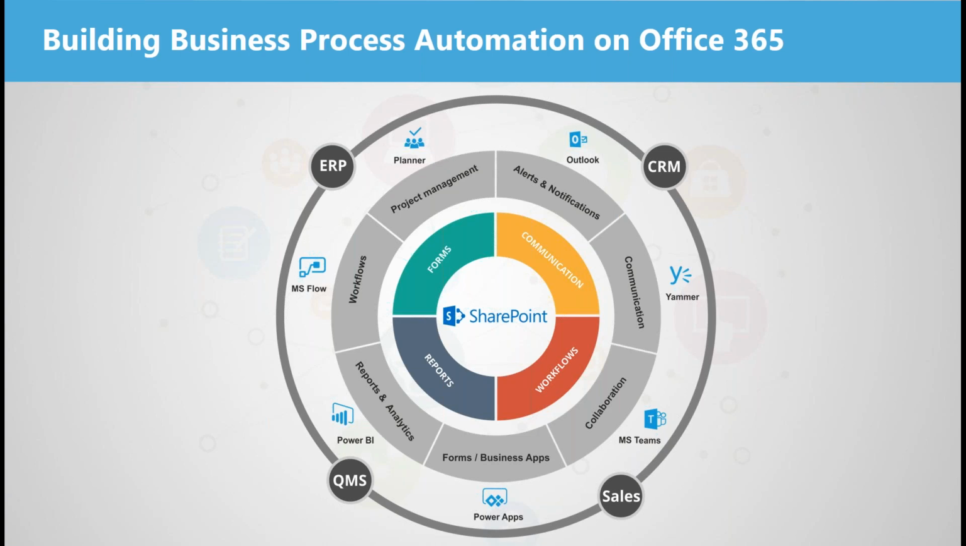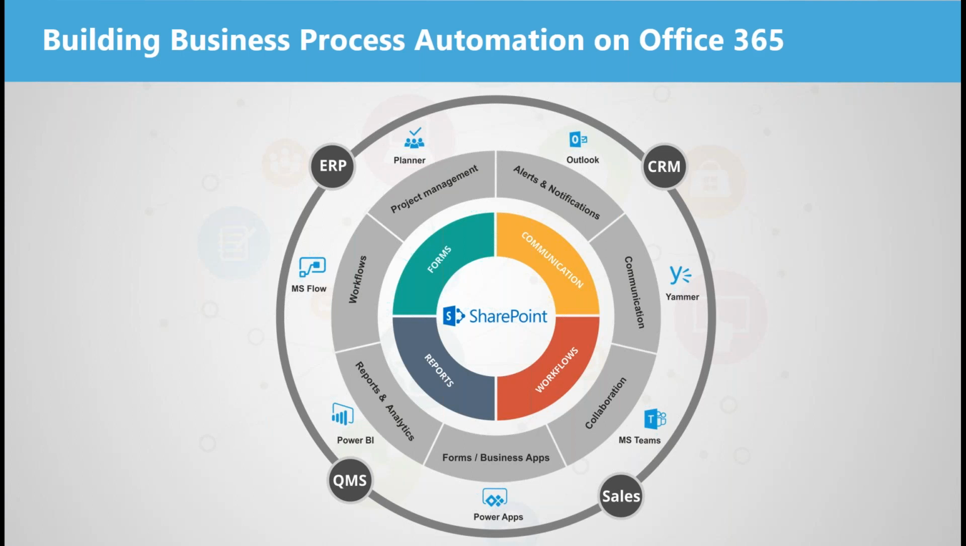It is also where you access and interact with your different Office 365 tools so that all of your tools are in one place. So essentially, it is your central go-to portal for the information and tools you need on a daily basis to get work done and collaborate with your teams and employees. So these are the main Office 365 tools for business process automation.